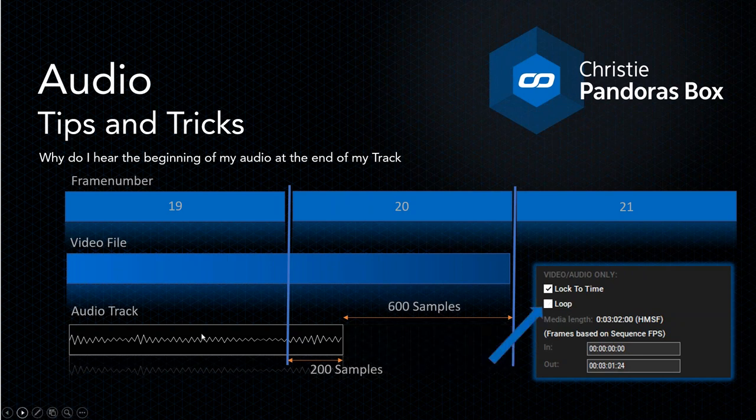of our audio file. So the way to make sure that this doesn't happen is to switch off your loop on your video and audio container for that particular file. This will stop the render engine from going back and looping the audio, and make sure it is the same length as the video file.